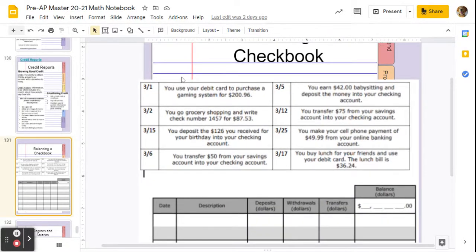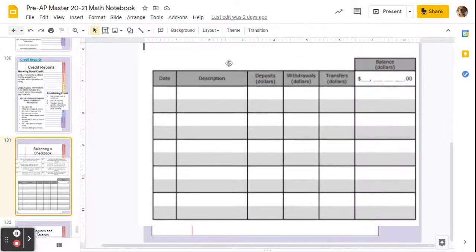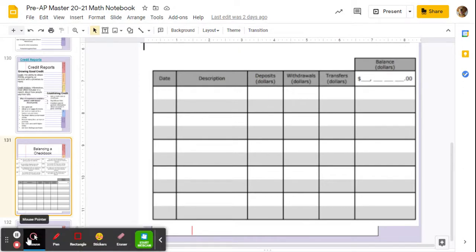So this right here is a list of transactions that happened with this bank account. And this right here is what you would use to balance a checkbook. It's called a ledger. You'll notice you put the date in here. You put the description of what you spent the money on. If you're depositing money, that means you're putting money into your bank account. If you're withdrawing money, that means you're taking money out of your bank account.